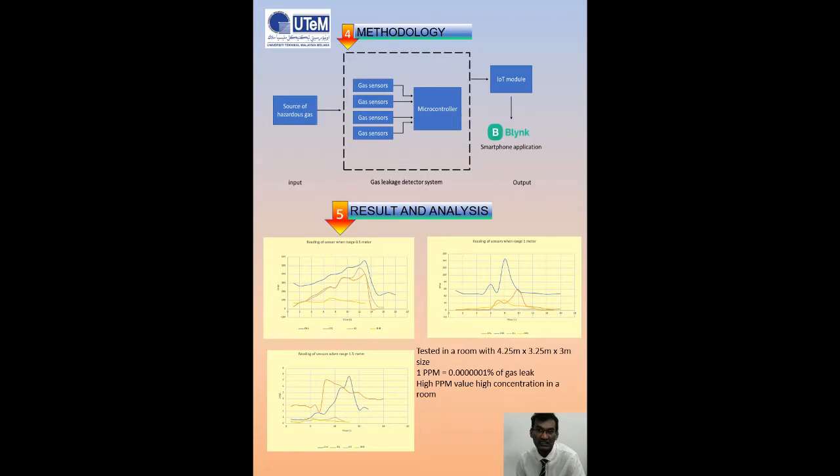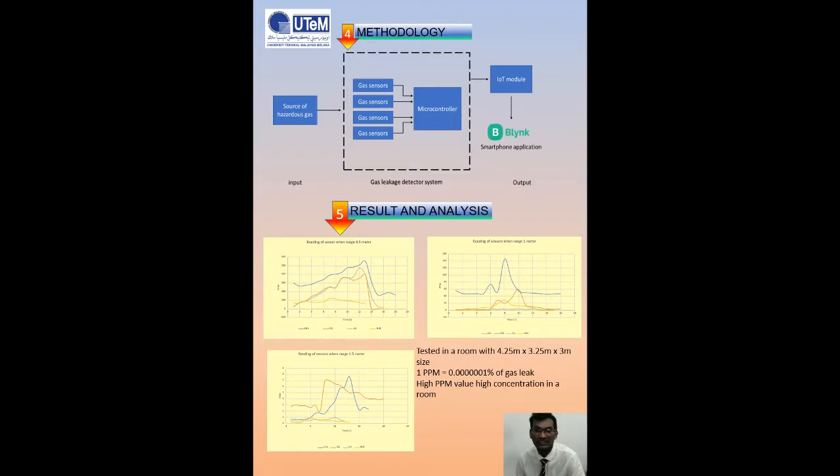The data, which is the PPM reading from the sensors, is processed and sent to the Blynk cloud server using ESP8266. Then the server data is fetched by the mobile application and displayed in the mobile application, which is Blynk. This all happens in real time.